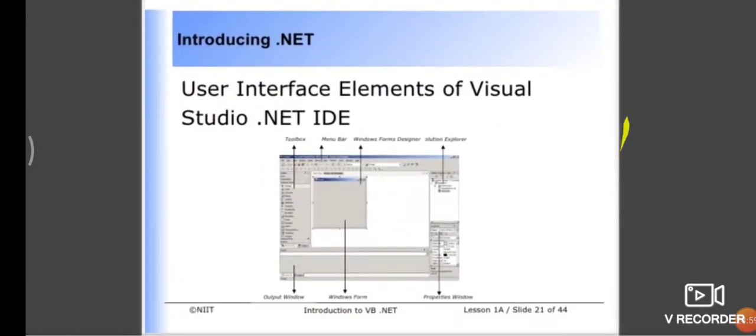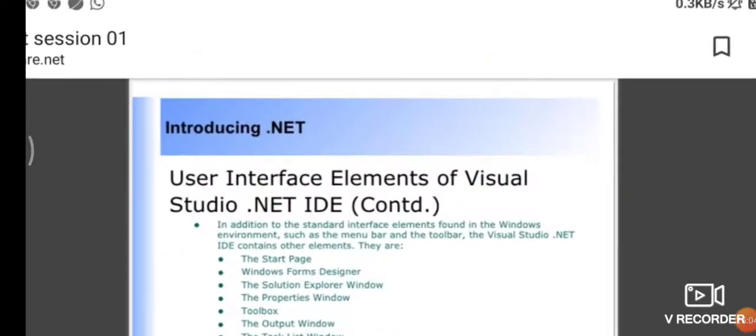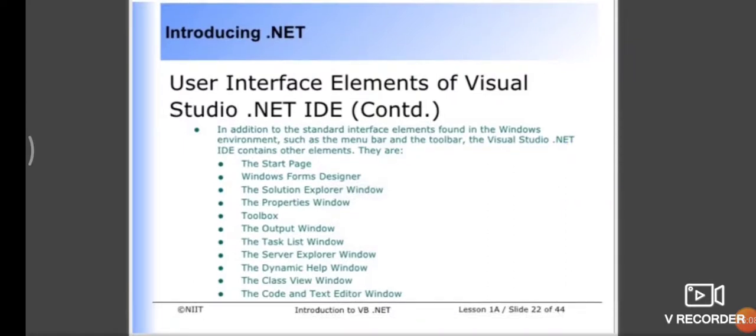User interface elements of Visual .NET look like this. The user interface elements of a Visual .NET IDE are such that you can manipulate all the interfaces in a way that each and every window can be navigated very easily. So it is written over here, in addition to standard interface elements found in the Windows environment, such as the menu bar and toolbar, the Visual Studio .NET IDE contains such elements.